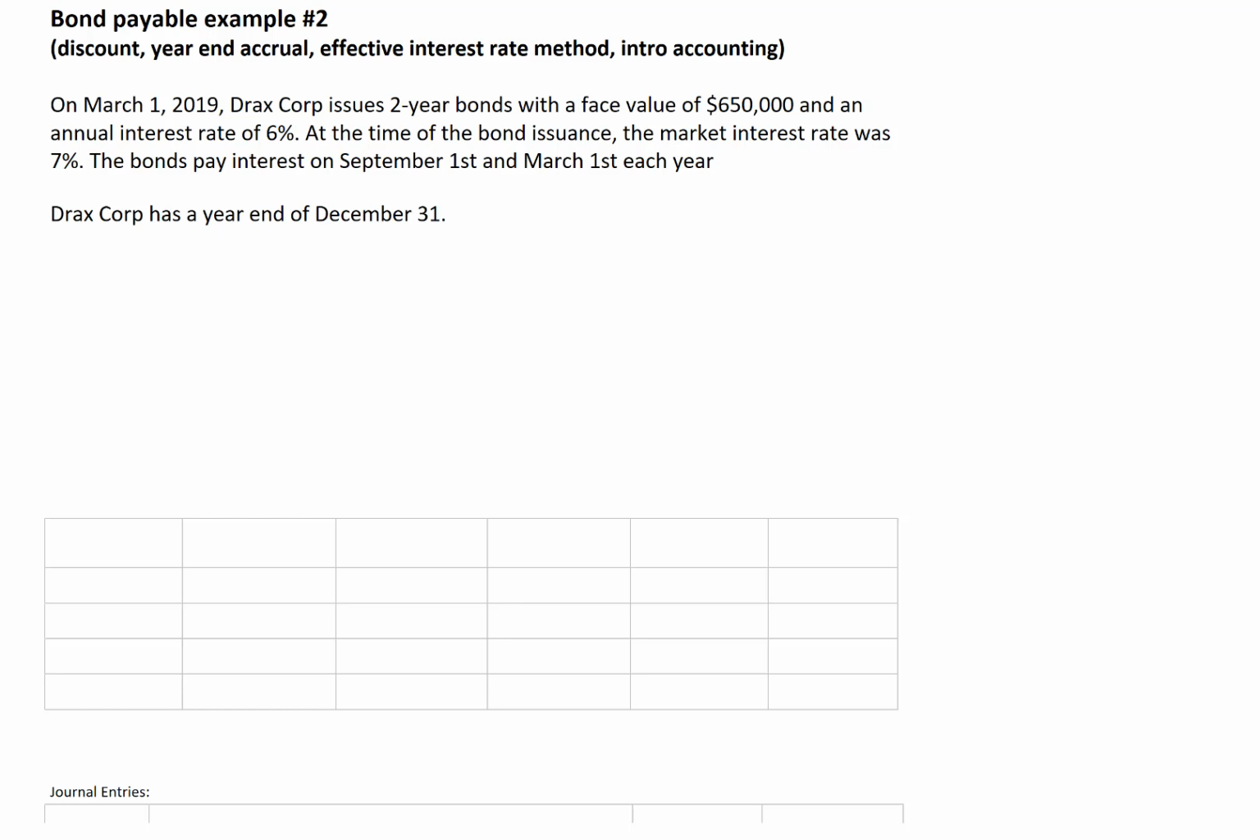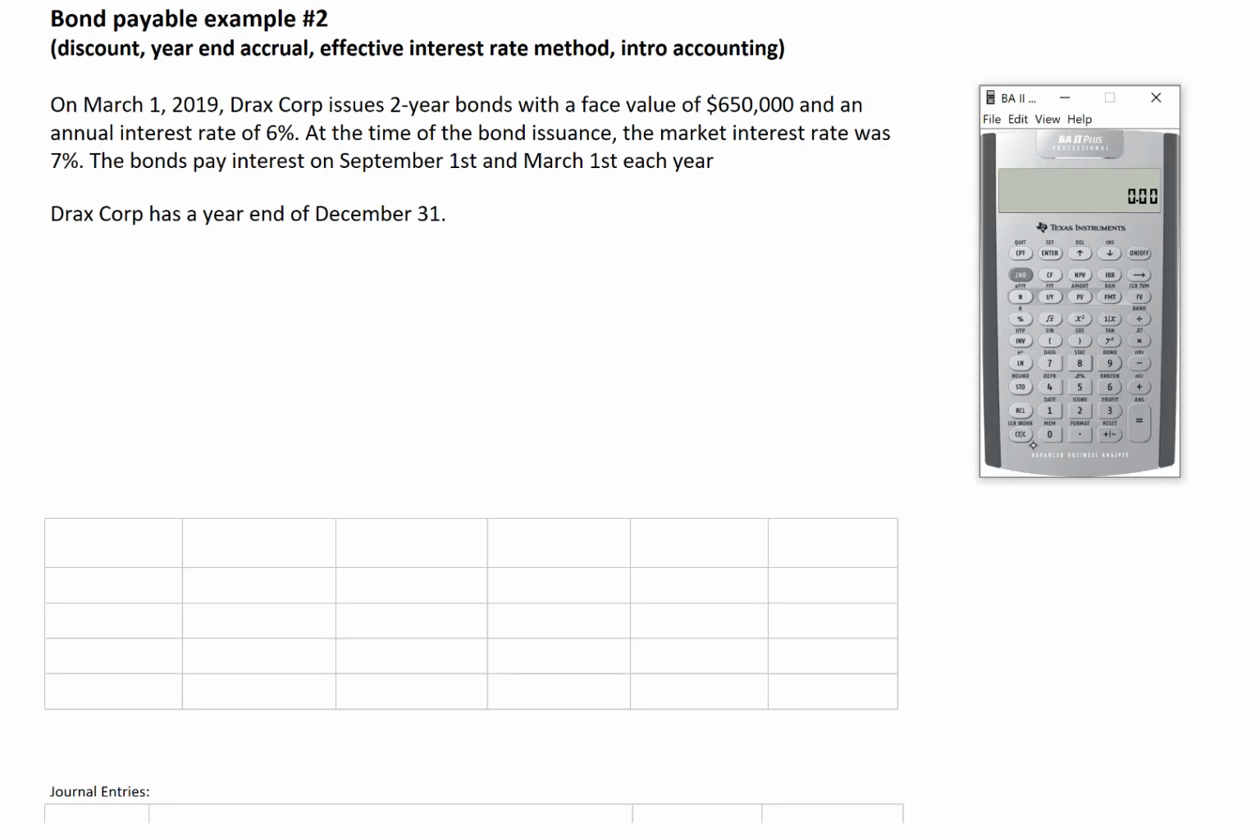I just want to make a note that both of my examples so far have been 2-year bonds. Bonds can be different lengths than that. I've just done 2 years so that the bond table doesn't have to be like 10 lines long. So the first thing we're going to do again is calculate our present value, or how much cash we're receiving for these bonds. Again, we are the bond issuers, so we are getting money on March 1st, 2019. Then throughout the bond term, on September 1st and March 1st each year, we are going to pay interest to our bondholders. And at the end of the term, in 2 years, we are going to pay back the $650,000.